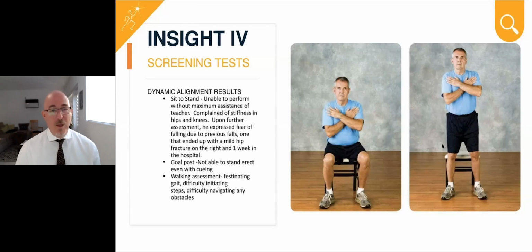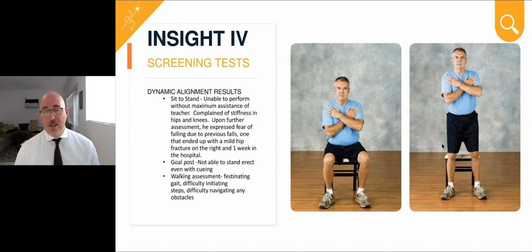Upon further assessment, he expressed fear of falling due to a previous fall, and one that ended up with a mild hip fracture on the right and 1 week in the hospital. That was when he had his respiratory infection. We looked at goalpost, and we weren't able to stand him all the way erect. It wasn't giving us a whole lot of information. Nothing was going to correct in that moment regarding his posture. Didn't turn out to be quite as relevant as the others.